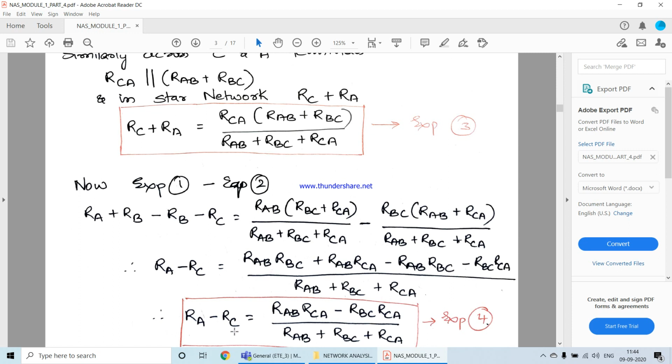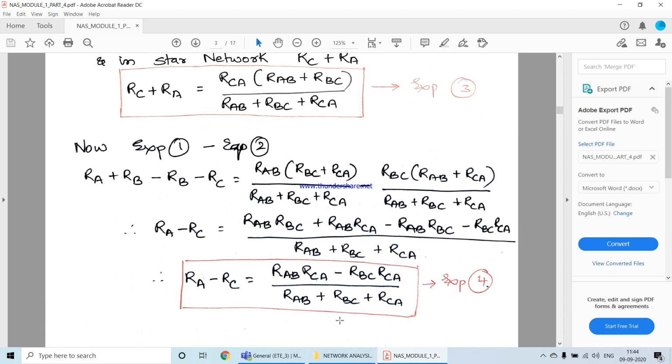Now to get only RA, you can see expression 3 and expression 4. If you add these two, RC gets cancelled and you get only RA, right? See, RC plus RA minus RC, so RC will go off and you get 2 times RA. And then you add this right hand side with this right hand side. That is the next step we do.